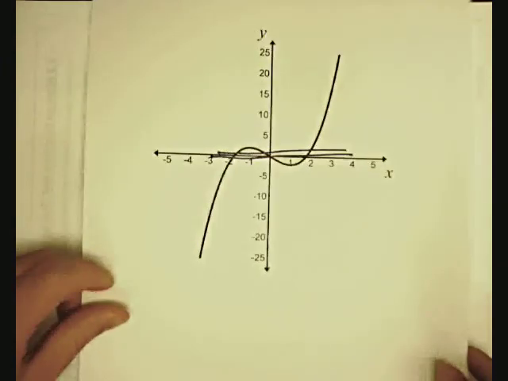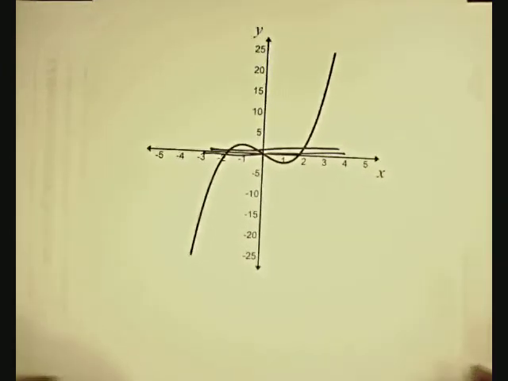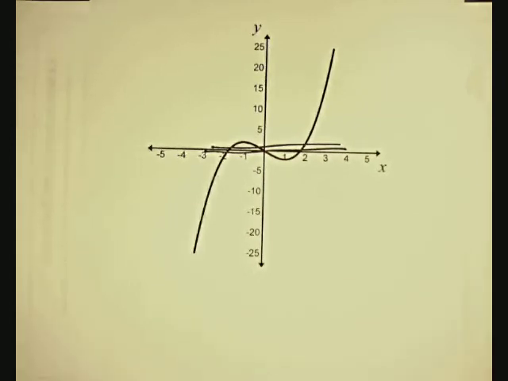In example 1, we want to determine whether the function has an inverse. So example 1a, we have a function that looks something like this. Okay, not exactly the one on your paper, but something like this.